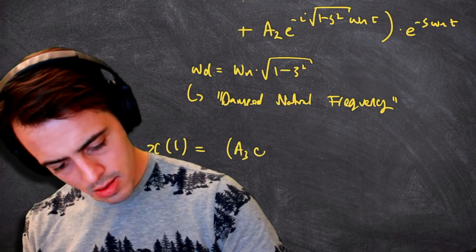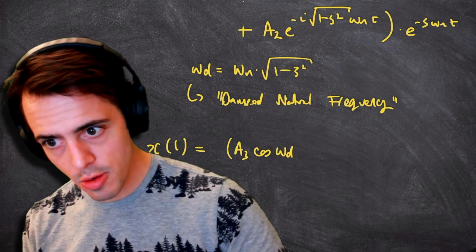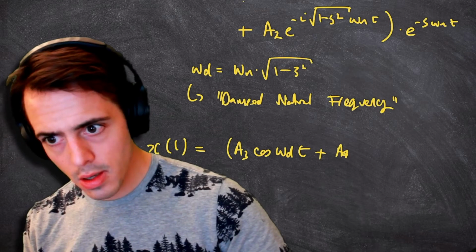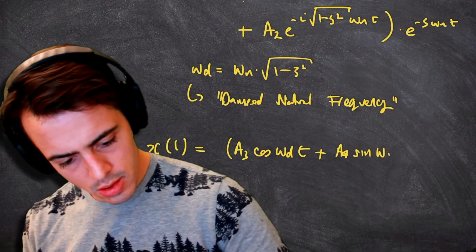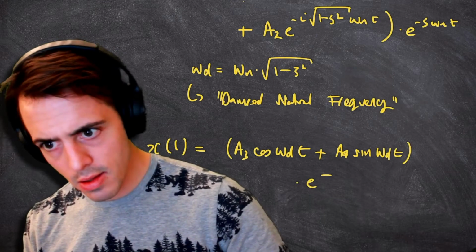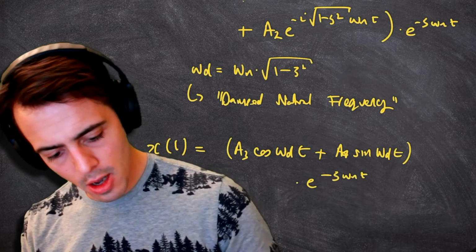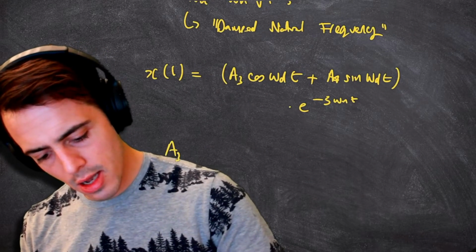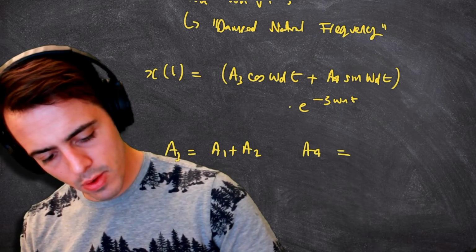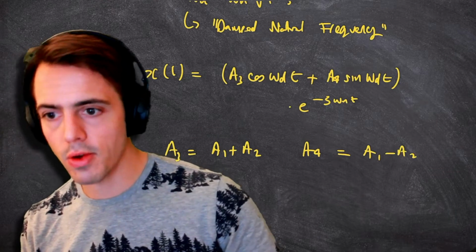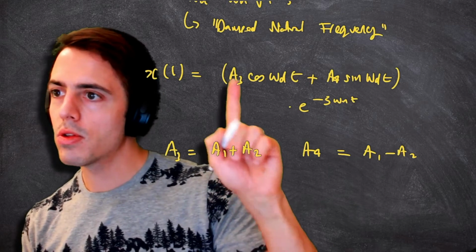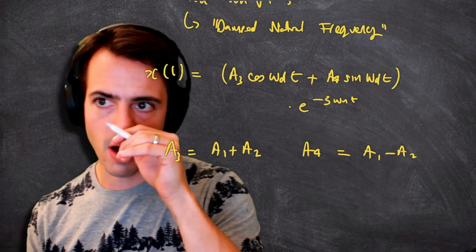So for this case, we can then say x(t) is equal to A3 cosine omega d t plus A4 sine omega d t, multiplied by e to the minus zeta omega n t. A3 is equal to A1 plus A2, and A4 is equal to A1 minus A2. So we can put it in this expression for the case where we've got this underdamped motion, and we'll see this often on particular aircraft.